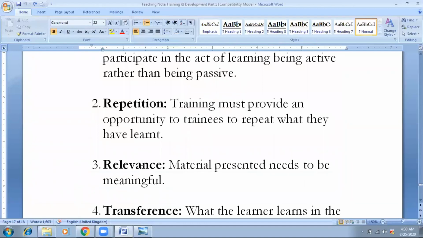Then relevance. Material presented needs to be meaningful. What is being learned is to be related to what the learner is supposed to do. Assume the learner is supposed to do selling, then the material presented during the training should be related to selling, not to something else. If you are training employees on how to do interviews to select the right people, then the material should relate to interviewing.